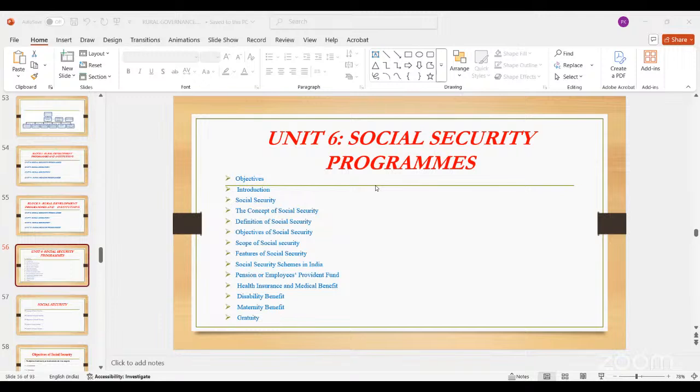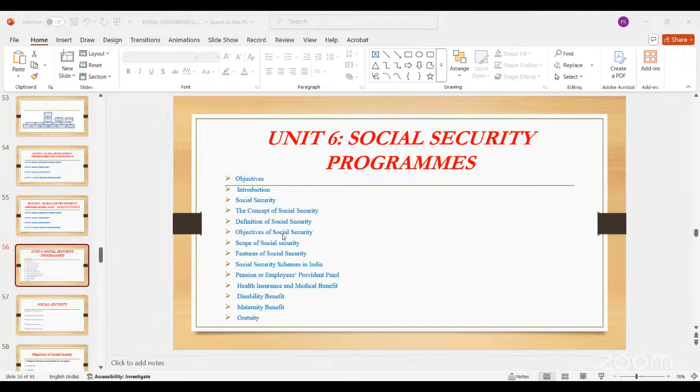Then there is a thinker called William Beveridge. He has given that social security is primarily an attack on five giants, namely want, disease, ignorance, squalor, and idleness. Now let us look into the objective of social security. So what is the objective of social security?